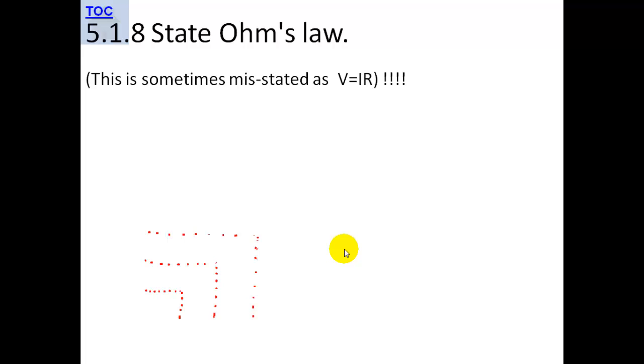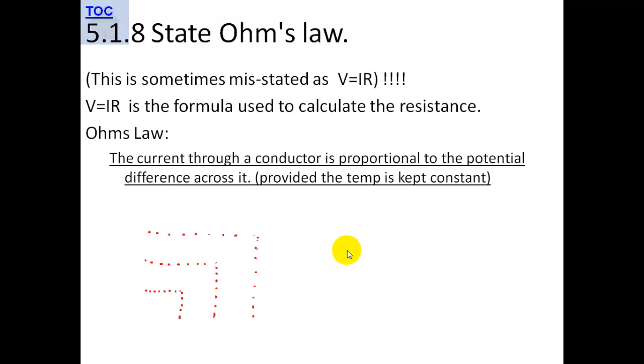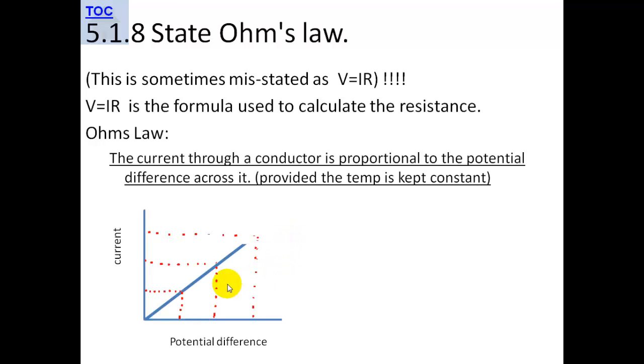So Ohm's law is not V is equal to IR, because this is the equation that is used to calculate resistance. Ohm's law is this: the current through a conductor is proportional to the potential difference across it, provided the temperature is kept constant. And we can draw a graph like this.